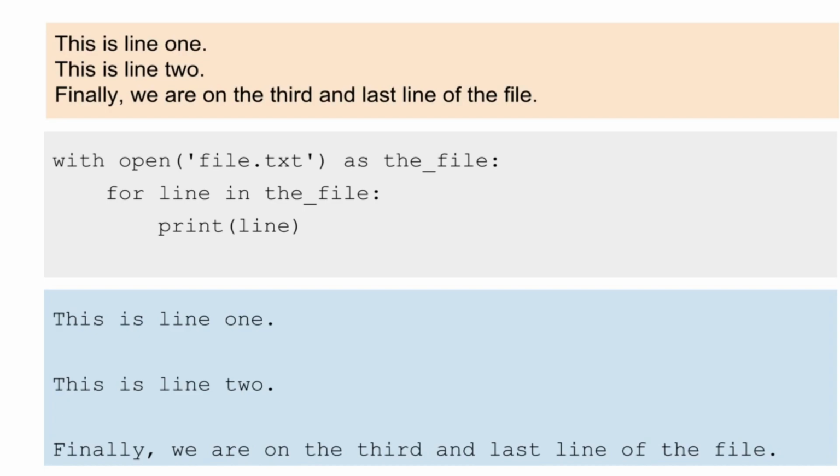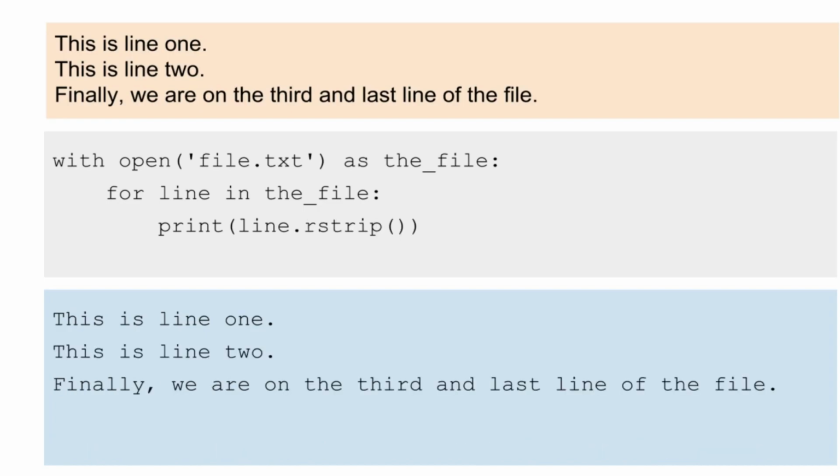In the output, there is a blank line between each one of the lines in the file. This is because the line variable contains the complete line from the file, which includes a carriage return or new line character. Let's update the example and remove the trailing white space, including the new line and carriage return characters, by using the rstrip string method. Now you can see that the output is what we would have expected.